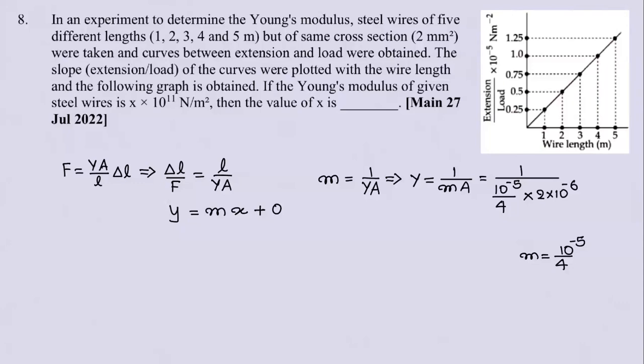So if you simplify this, you will get the answer. 2 how many times? 2 times. So this 2 goes to the numerator, and 10 power minus 5 minus 6 is minus 11. So finally, what is the Young's modulus? Young's modulus Y is equal to, so the answer is 2.